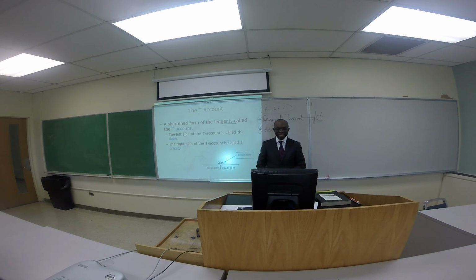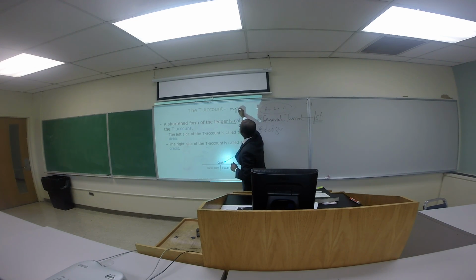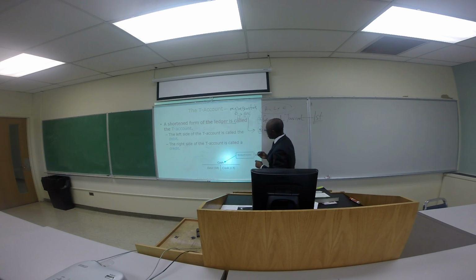Let's take a look at the T account. Remember I told you that a ledger is simply an accounting book. It could be a loose leaf binder, it could be a big book with blank pages or designed in a particular way. So listen to this very carefully. A T account is a representative of a page in the ledger. What does that mean?